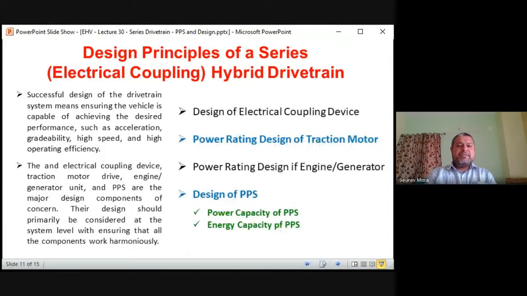It is said that the successful design of the drivetrain system means ensuring that the vehicle is capable of achieving desired performance such as acceleration, gradability, high speed and high operating efficiency.